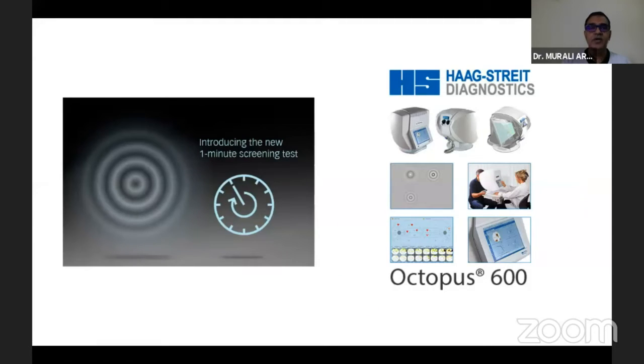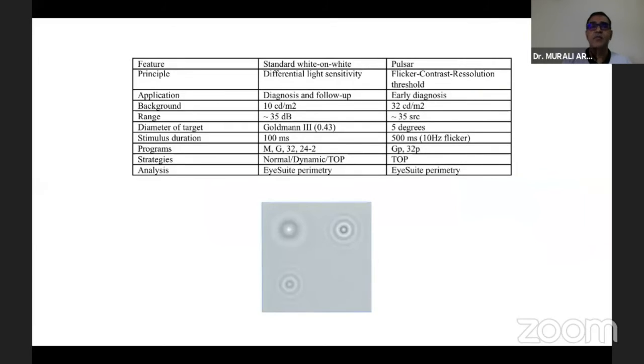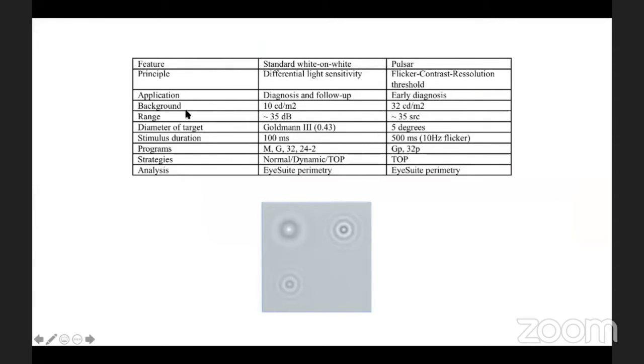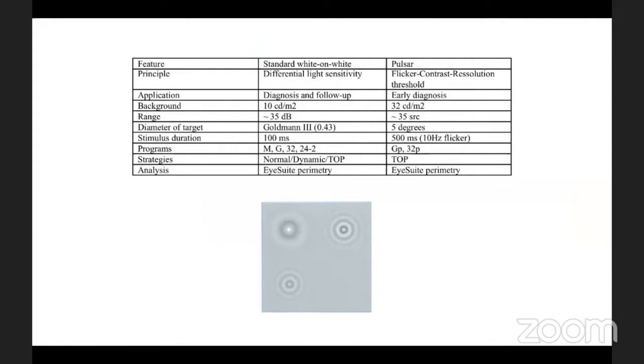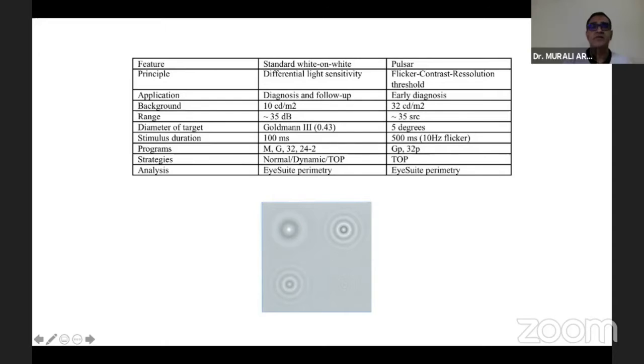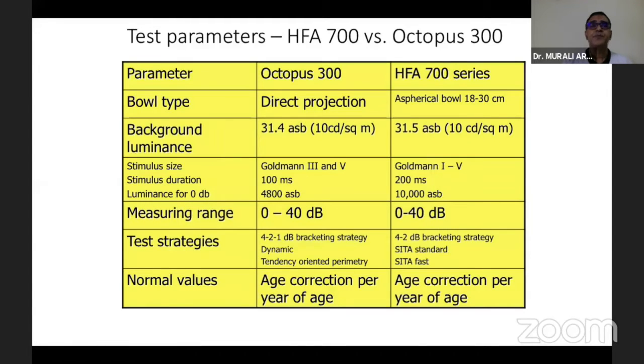And the 600 is a totally different animal altogether. It does not do white on white. It does a different type of testing. It doesn't have a chin rest, doesn't have a typical Octopus kind of machine. It's a different model altogether. The feature is the pulsar flicker contrast resolution threshold testing. And maybe it picks up glaucoma a little earlier. And you also have the strategies and the targets are quite different. You can see this flicker, which you can see on the screen here. It's quite a different method of testing.